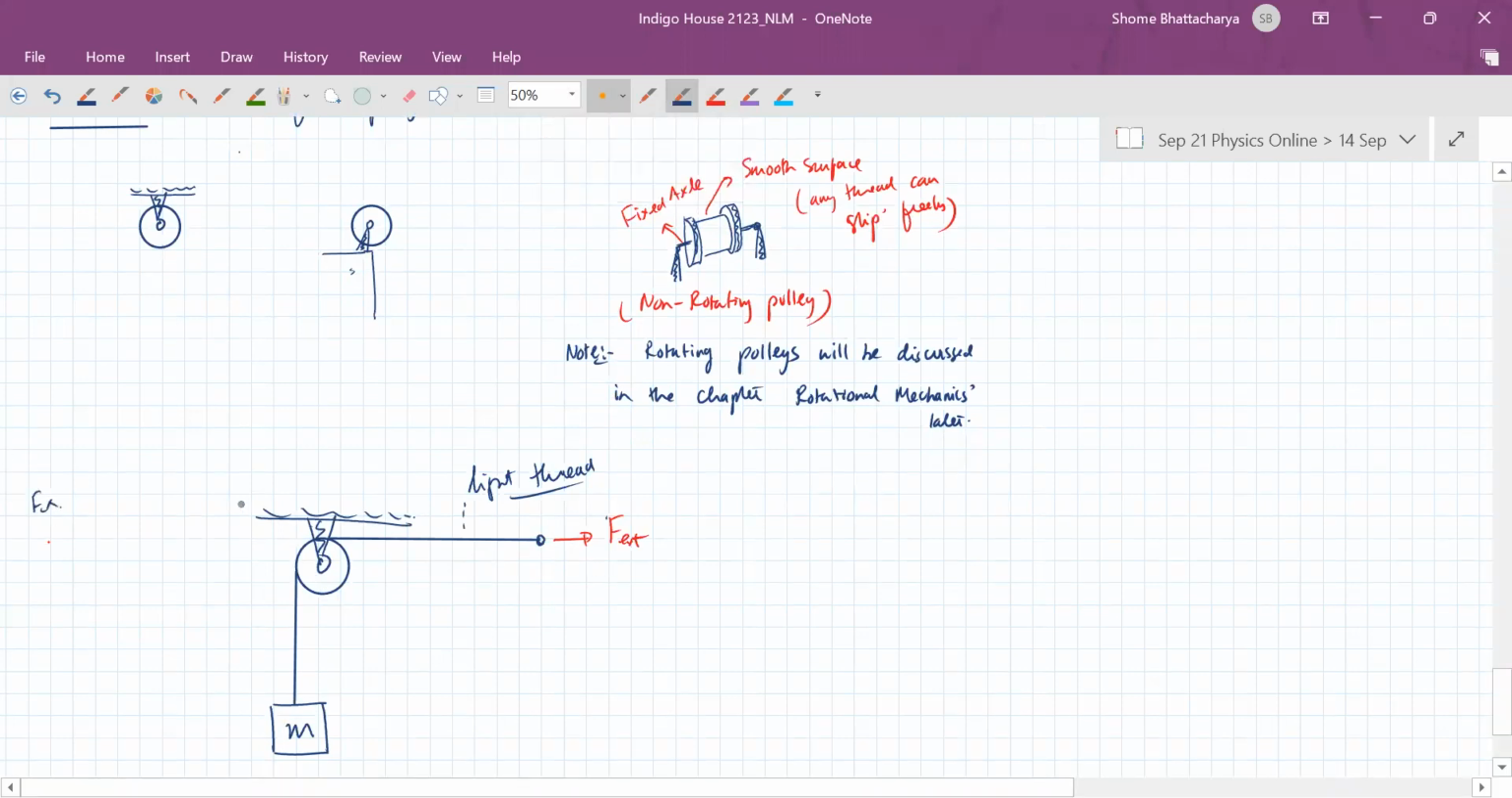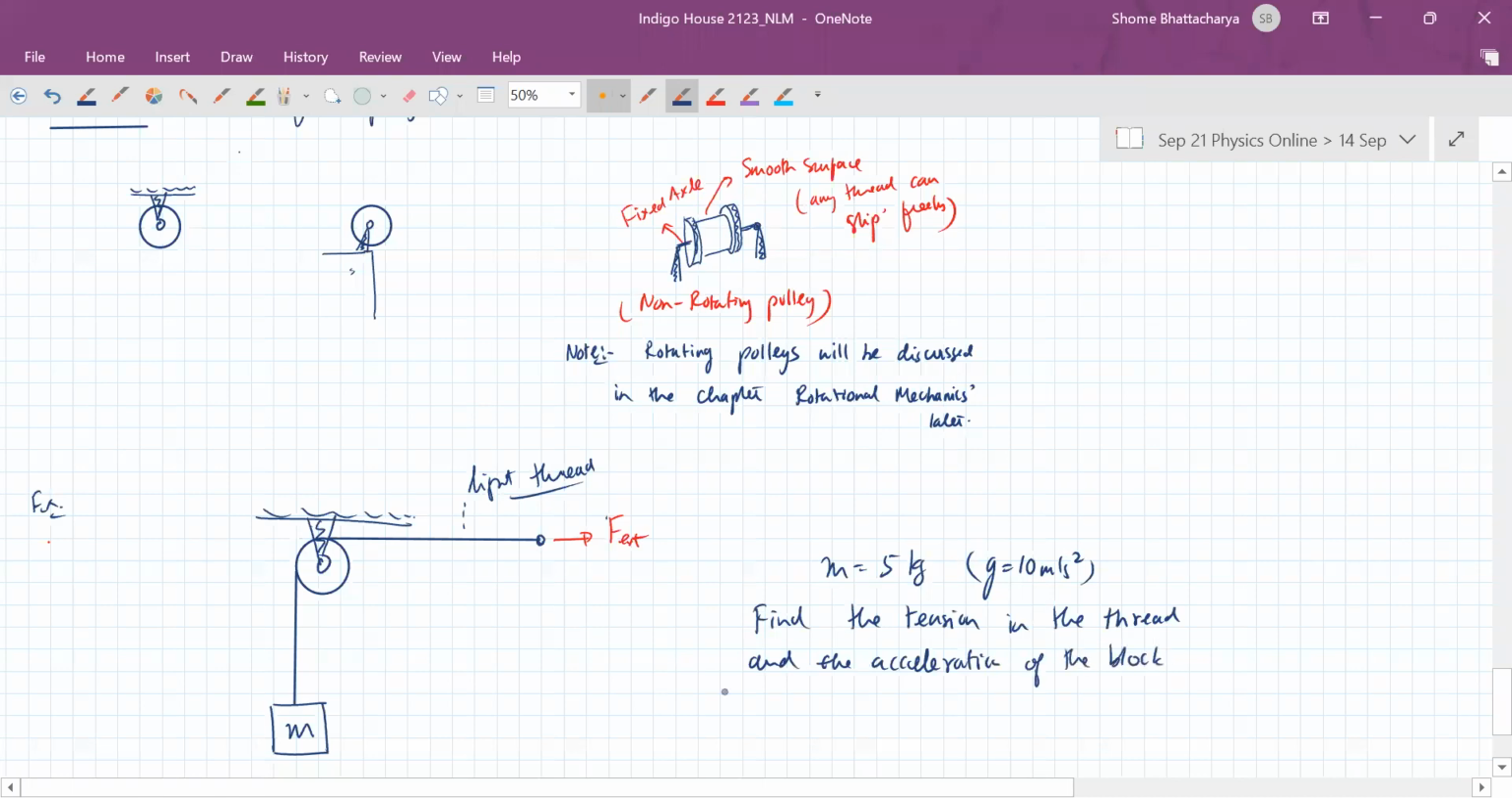So given that the mass of the block is 5 kilograms and g is equal to 10 meters per second square, you want to find the tension in the rope or the thread and the acceleration of the block, if the external force you are applying on the thread is exactly equal to, let us say, in the first case 50 newtons, the second case 70 newtons, and in the third case say 50 newtons. So let's work out this question next.